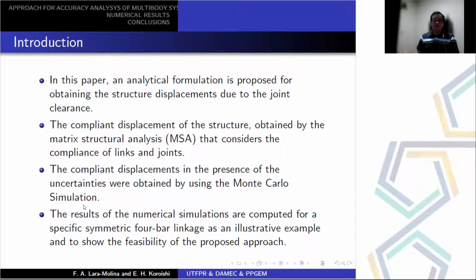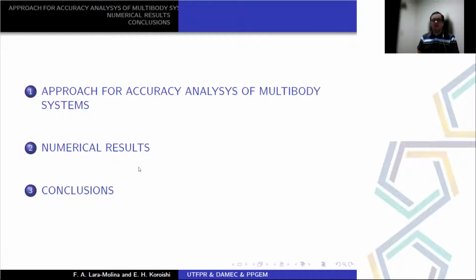And in this contribution, the results of the numerical simulation are computed for a specific symmetric 4-bar linkage as an illustrative example to show the feasibility and the applicability of the proposed approach. Here is the outline of the presentation.